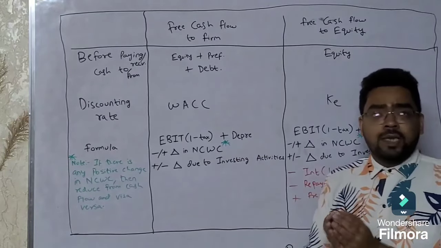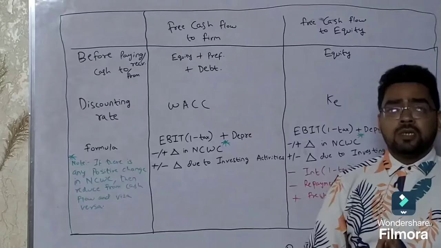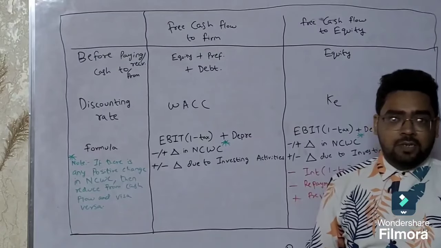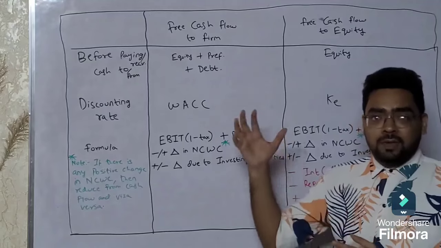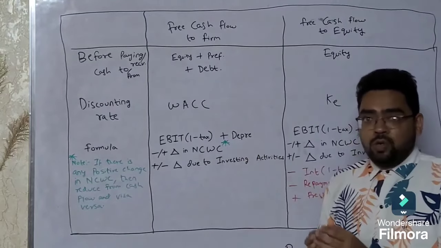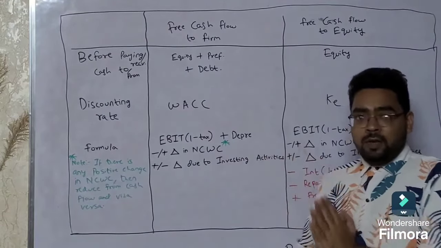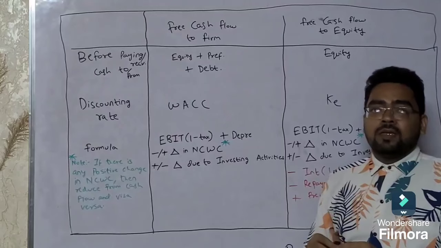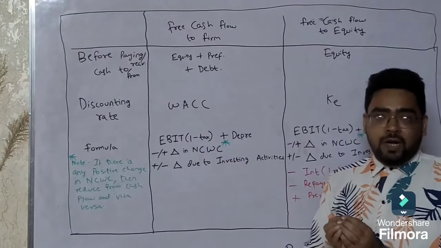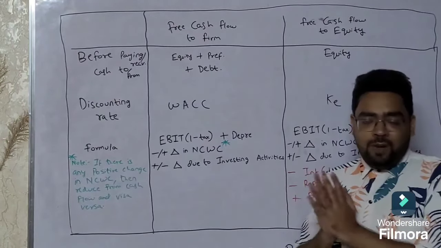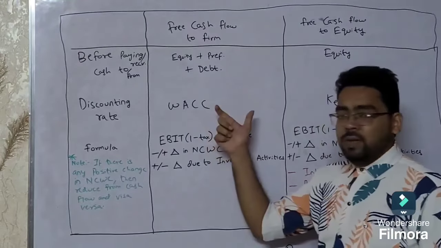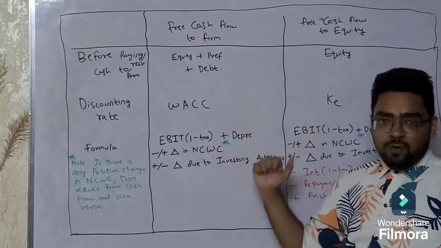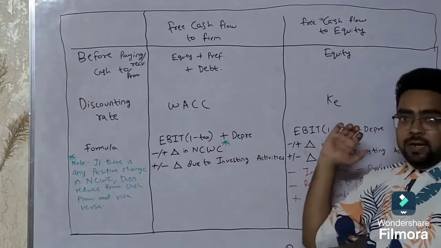From there, we will give effects of changes due to investment activities. If the company is purchasing any plant and machinery, the cash available would have been reduced due to the funds blocked in investment activities. If there is any positive effect of cash flow, that is sale of plant and machinery, then we will add that.